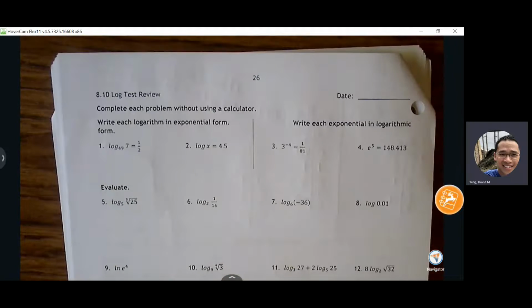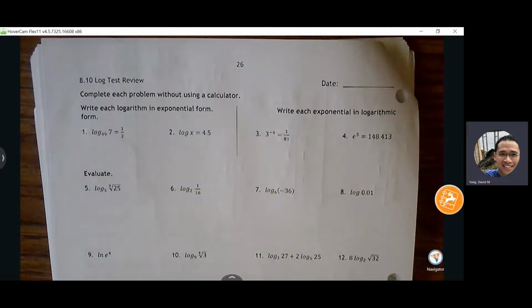Okay, let's start page 26. Whenever you guys are ready. It'll be front and back. I don't know the number of questions, but it'll just be front and back.